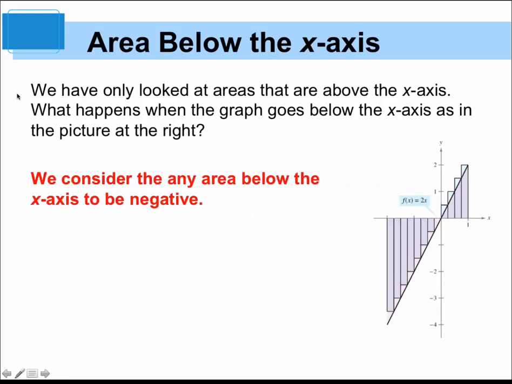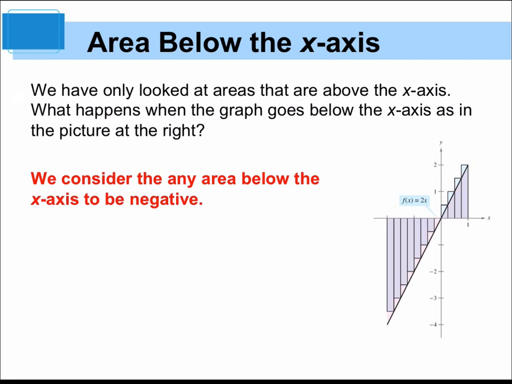Any area that ends up below the x-axis we now consider to be negative area. So this is what we've done already. We took some function, this happens to be the function 2x, and we broke it into a bunch of rectangles, add up all the area of those rectangles, and you get the integral. But now what we're doing is we're saying, well, what if part of the graph is below the x-axis? This area down here is considered negative area. Let me say that again. Any area that ends up below the x-axis is considered negative area.